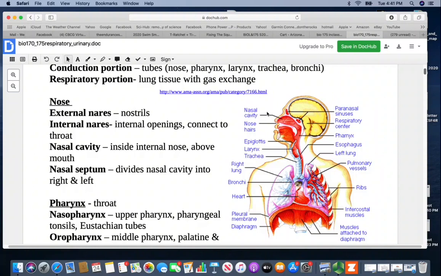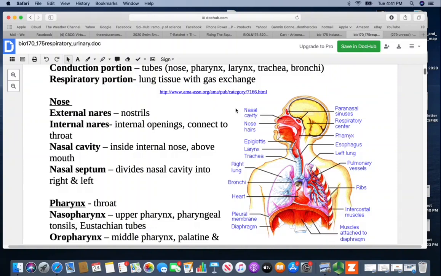So the respiratory system, if we're going to follow the pathway that air takes through, it begins at the nose. You've got the external nares, which are the nostrils. The internal nares are going to be the internal openings that are going to actually connect to the throat. In order to see these, you would actually have to remove the nose off the face.